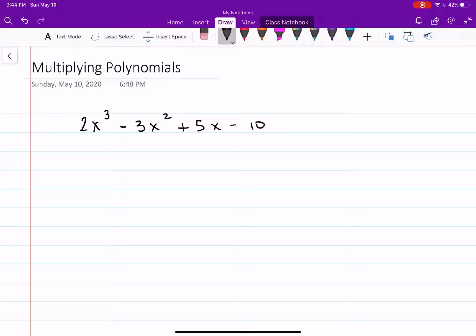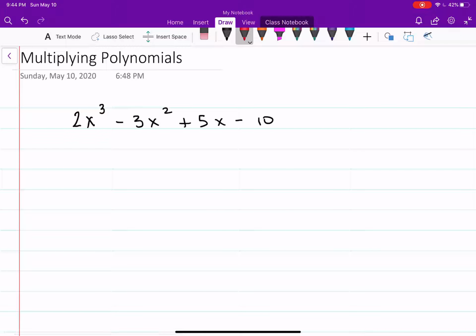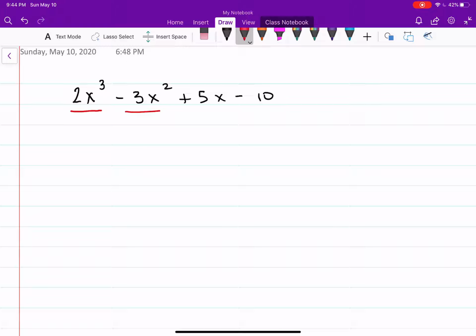Talking about multiplying polynomials. When we're multiplying polynomials, we have to understand a couple of terms. I put 4 terms over here, and you notice that each term is separated by an addition or subtraction sign. So what I'm going to do is underline each one. That's a monomial. This is a monomial. This is a monomial. And this is a monomial. So everything marked in red is a monomial.